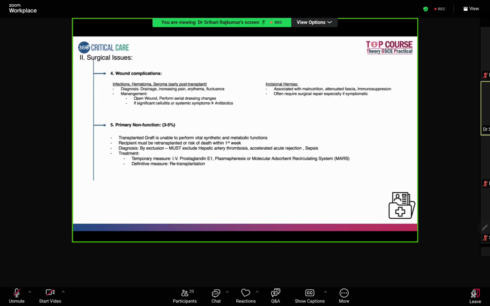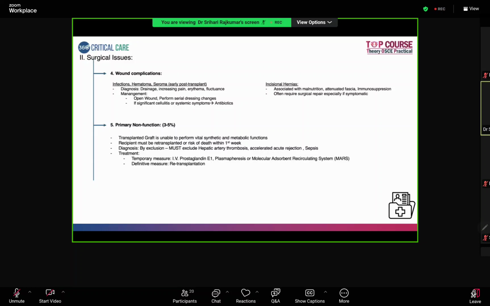The important thing regarding primary non-function is that it is a diagnosis of exclusion. You need to exclude hepatic artery thrombosis, accelerated rejection, and sepsis first. The other complications have to be ruled out before you come to a final conclusion that it is primary non-function. Regarding treatment, the definitive one is retransplant, but as temporizing measures you can go with prostaglandins, plasmapheresis, or MARS.